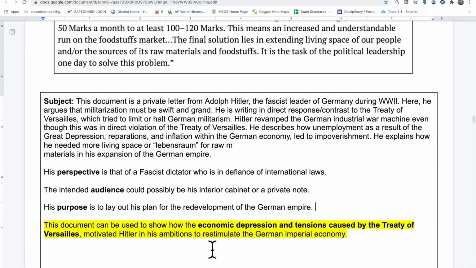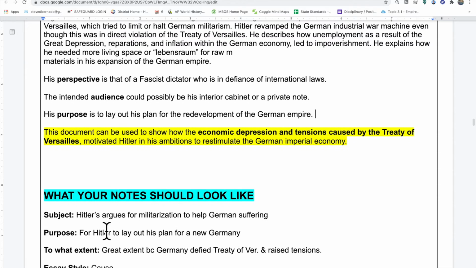War II. What should your notes look like? The subject: Hitler argues for militarization to help German suffering. The purpose: for Hitler to lay out his plan for a new Germany. To what extent? To a great extent, because Germany defied the Treaty of Versailles, and this raised tensions.